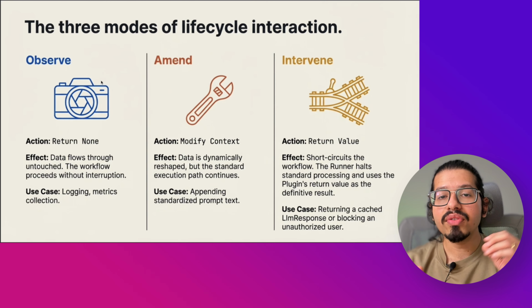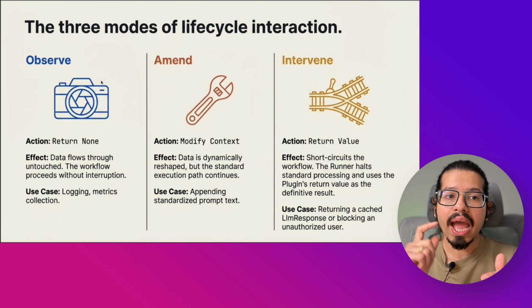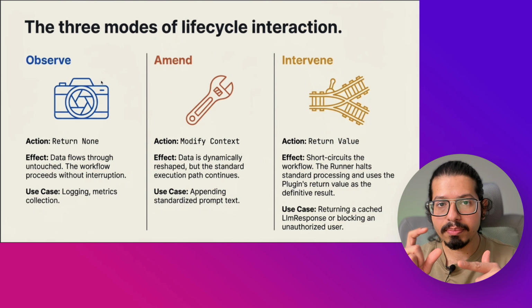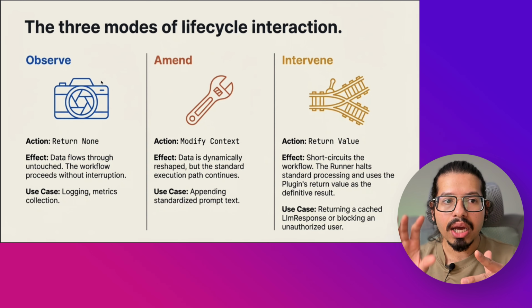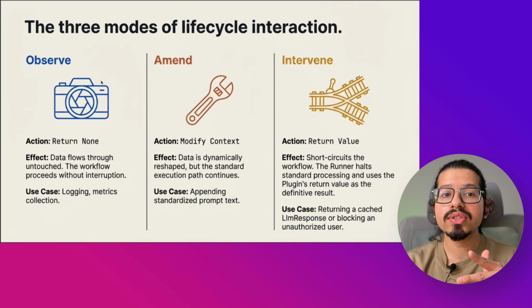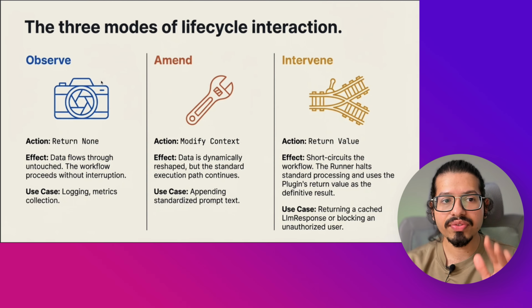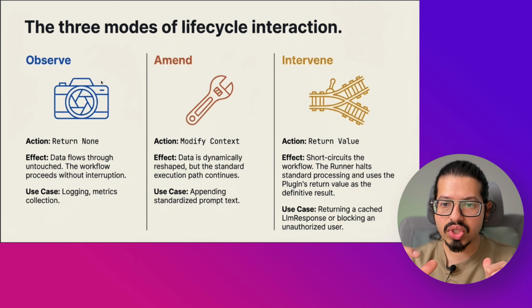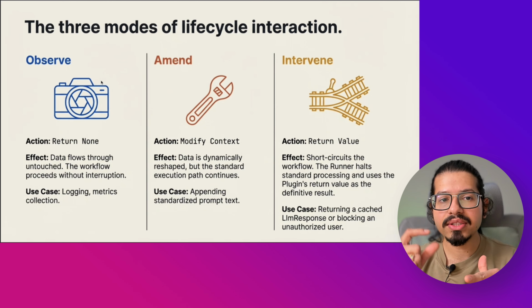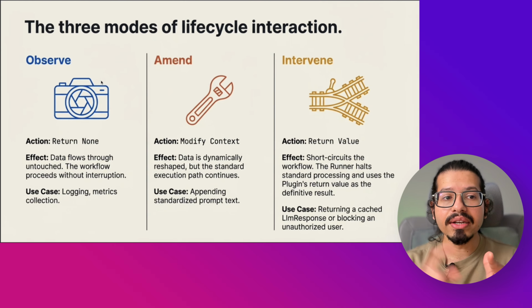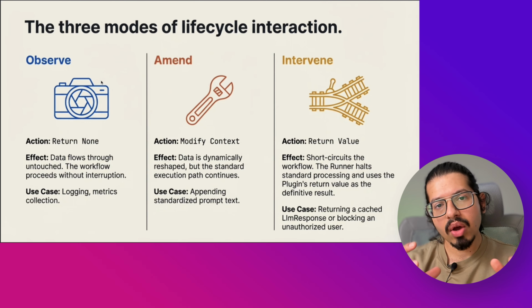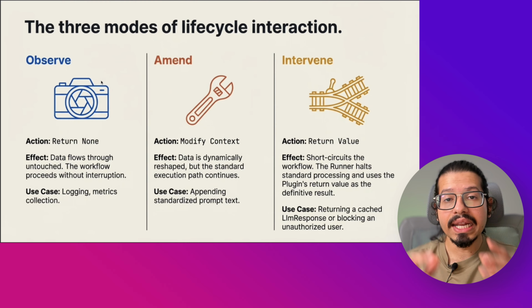For example, a fraud monitoring plugin might log every transaction check, add a compliance note to the model prompt, and block a payout tool call if the user is not authorized. So in this way, we saw that the fraud monitoring plugin did everything. It observed, where it logged every transaction check. It amended, meaning it added a compliance note to the model prompt, and then it intervened or short-circuited the flow by blocking a payout tool call if the user was not authorized. So now, how do we actually build a plugin? Let's look at that next.